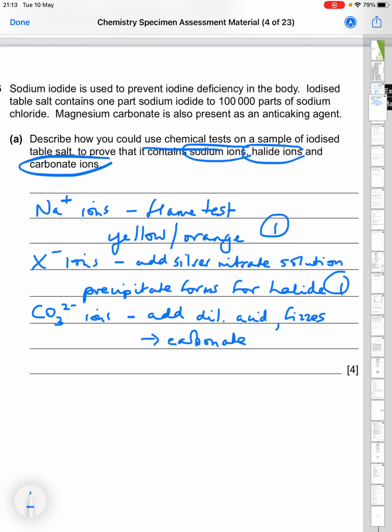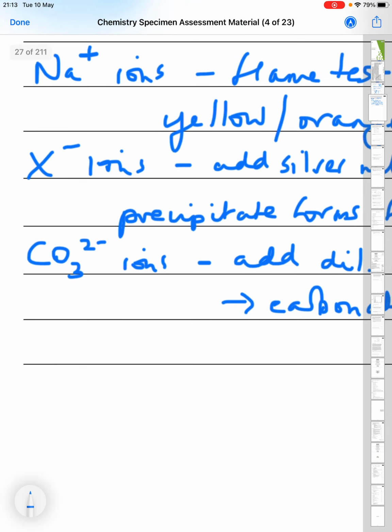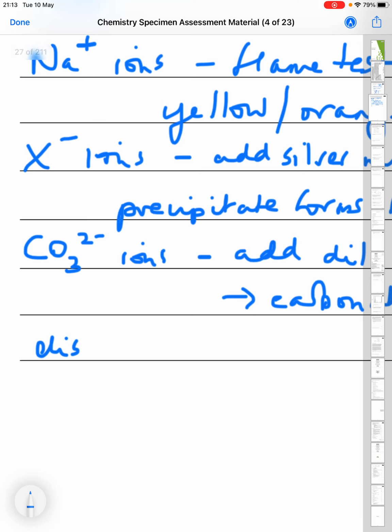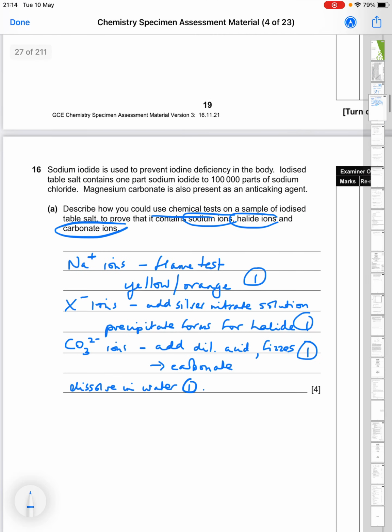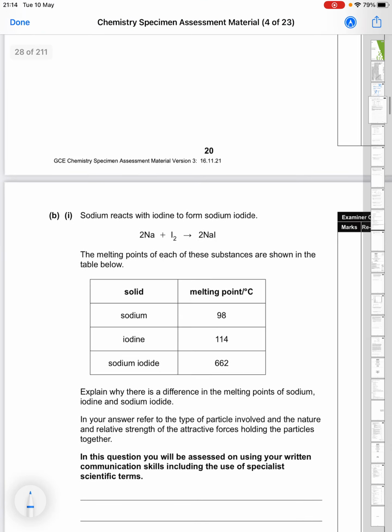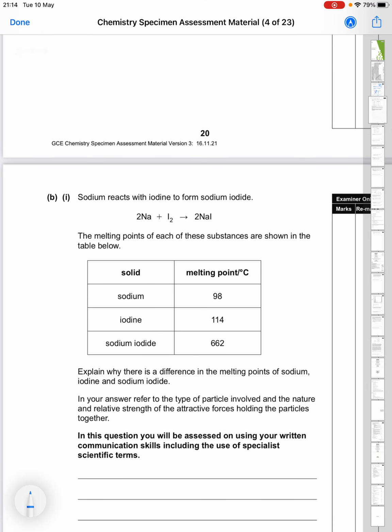4 marks, so one for the sodium, one for the halide, one for the carbonate, and the other one is for saying dissolve it in water. Okay, final mark. Okay.